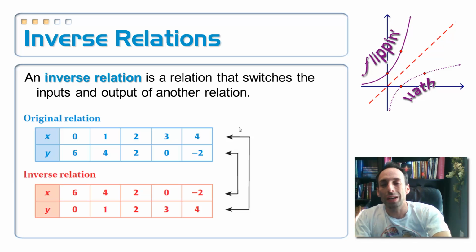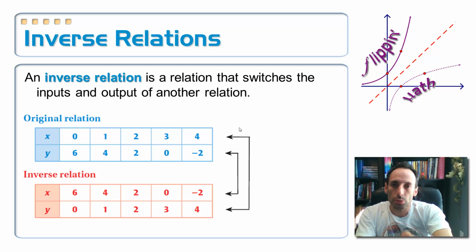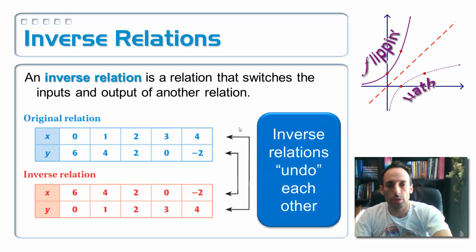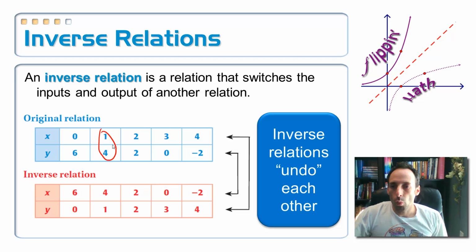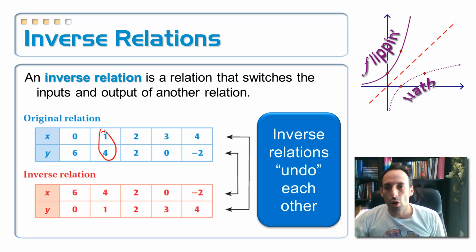Okay, so an inverse relation and its relation just switch the x and the y coordinates. One of them undoes the other one. So inverse relations undo each other. Just for example, let's take a look at this ordered pair 1, 4. In the original relation, you input the number 1 and 4 comes out. If I have its inverse, I would put in the number 4 and 1 would come back out. I would get the original input.